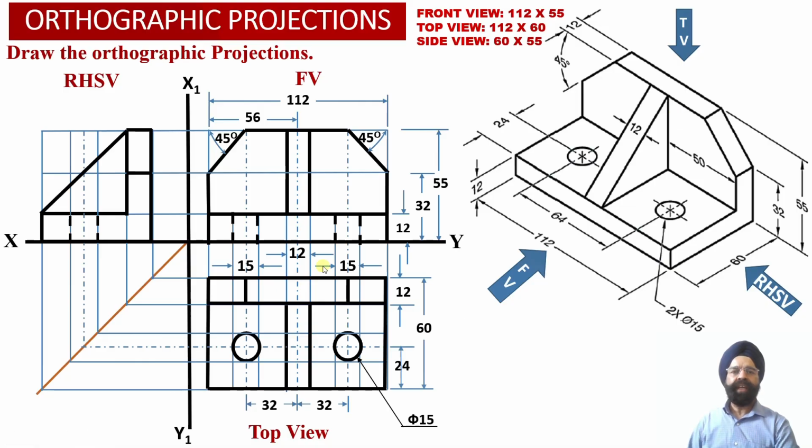So this way we have been able to obtain orthographic front view projections of the solid, the orthographic top view projections of the solid, and the orthographic right hand side view projections corresponding to this engineering object over here, using the information available with us through the 3D isometric projections over here.